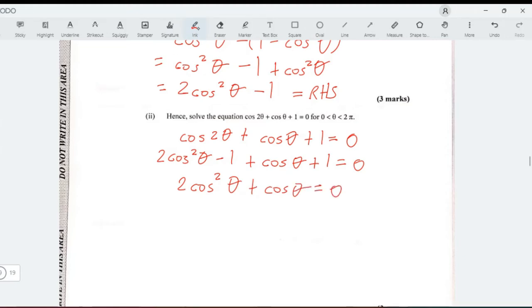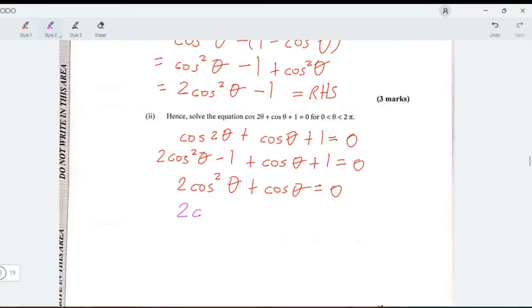Now, straight away, we realize that they have what in common? The two terms have cos theta in common. So, I'm going to factor out the cos theta that they have in common, and we're left with cos theta times 2 cos theta plus 1 equals 0.